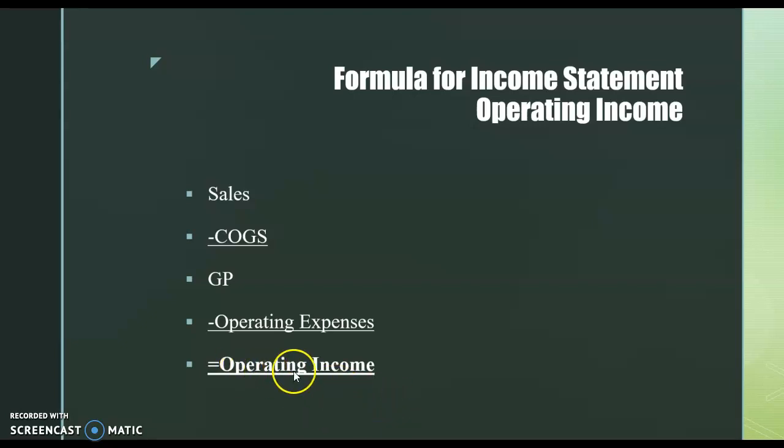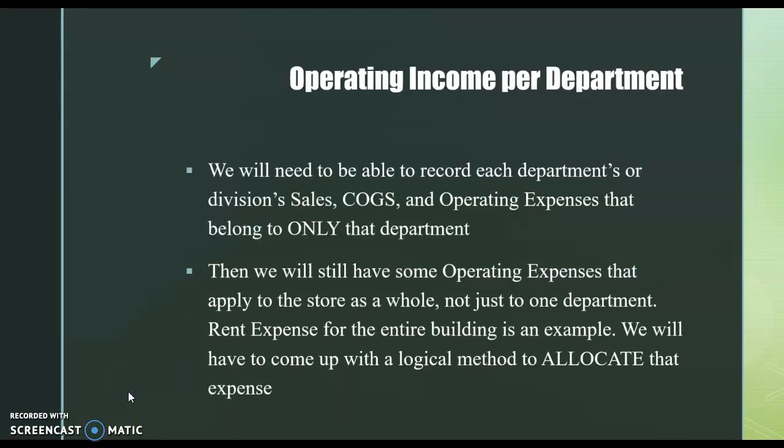But here for management, we're not concerned about that other stuff. The managers, on the whole, don't have any control over that stuff. We're trying to get down to what does each manager have control over. And so operating income is one of the more important things for managers. So we're going to not only have to record each department's sales and cost of goods sold, but each department's operating expenses that belong to only that department.